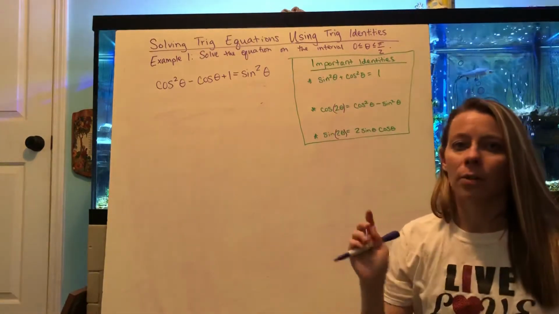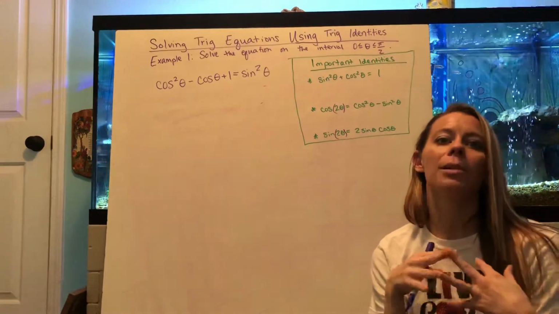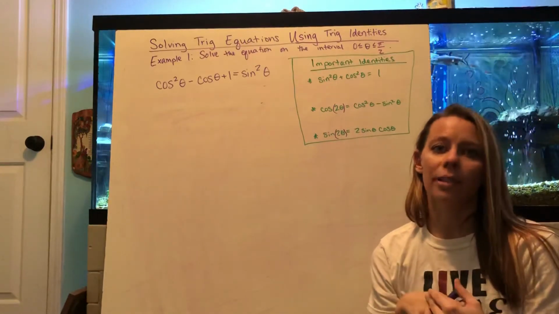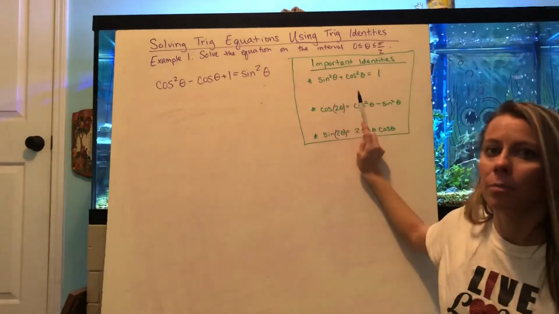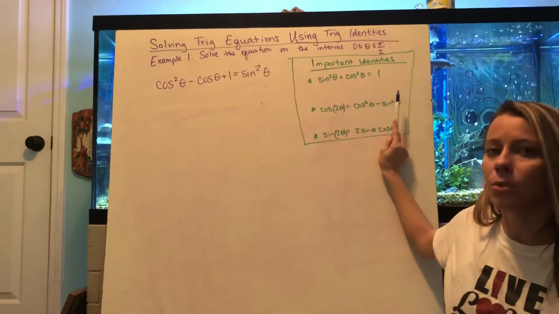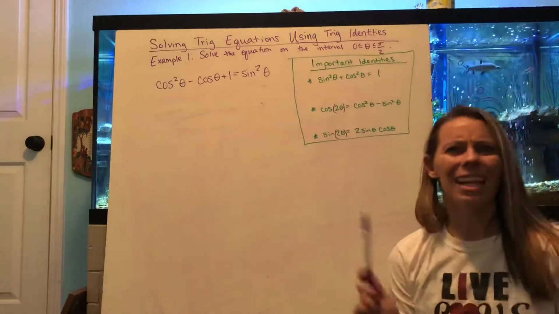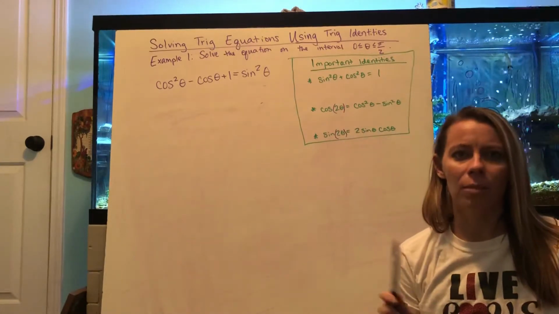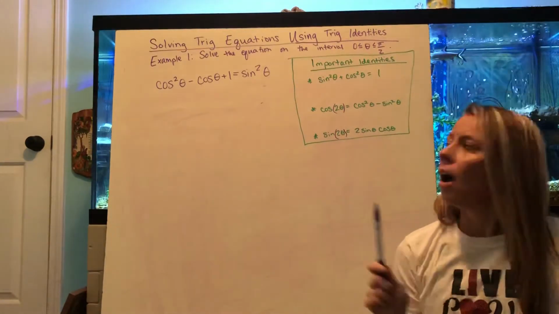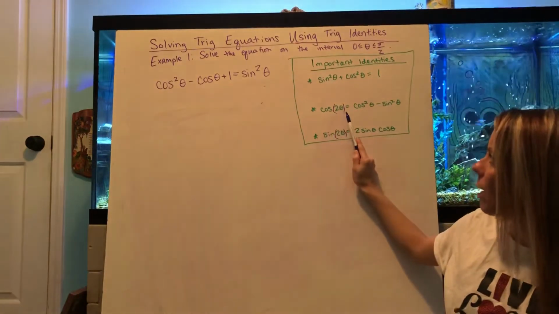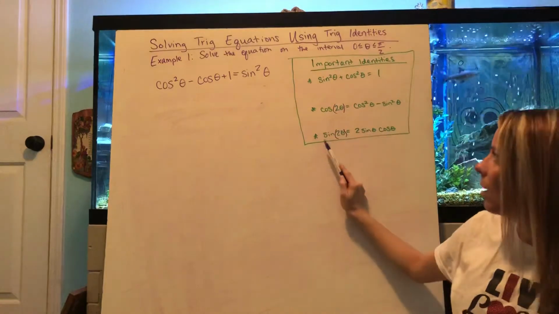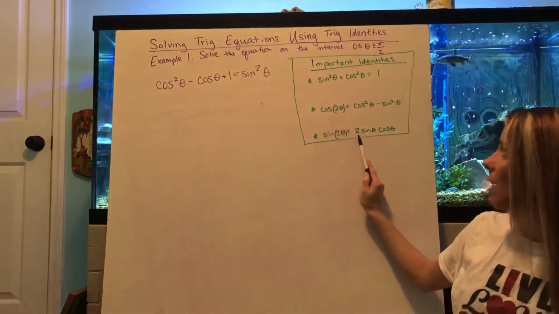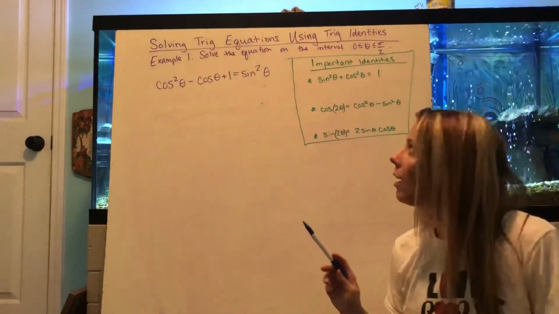You need to write down these three identities because they're going to be super important in solving equations. The Pythagorean identity, sine squared plus cosine squared equals 1. That list that I gave you before spring break, if you have that, you might want to pull that out too. Cosine 2 theta equals cosine squared theta minus sine squared theta. And sine 2 theta equals 2 sine theta cosine theta.